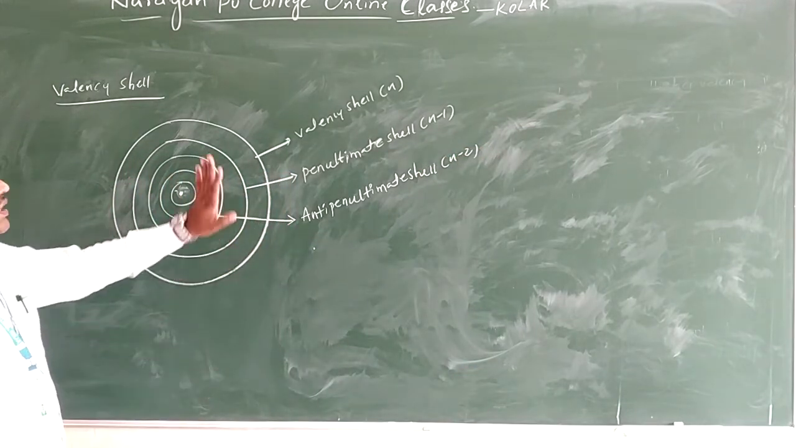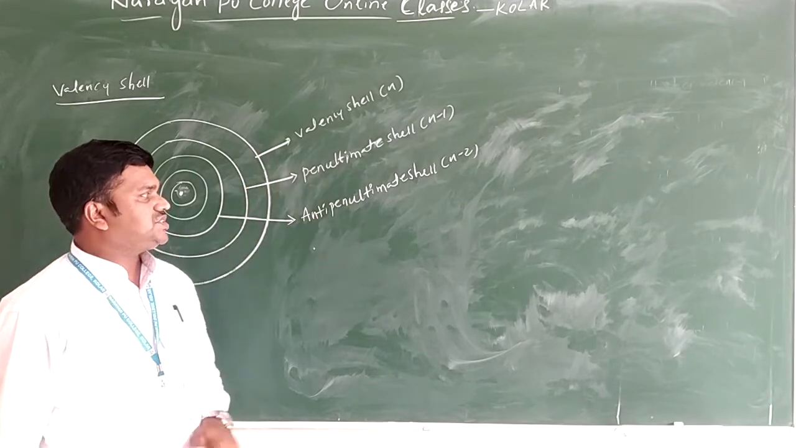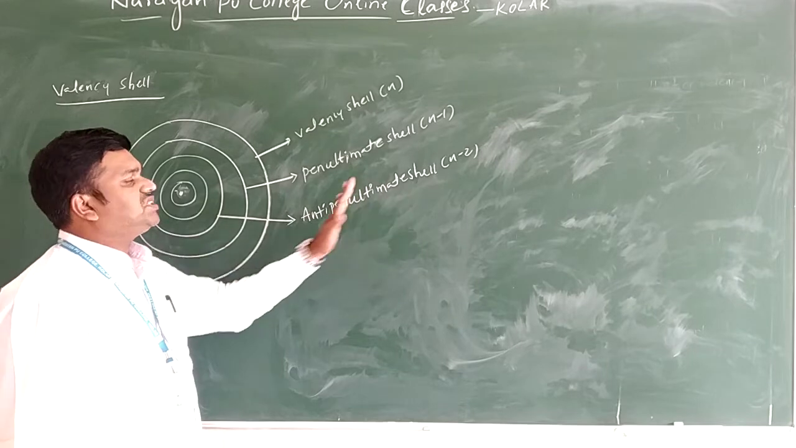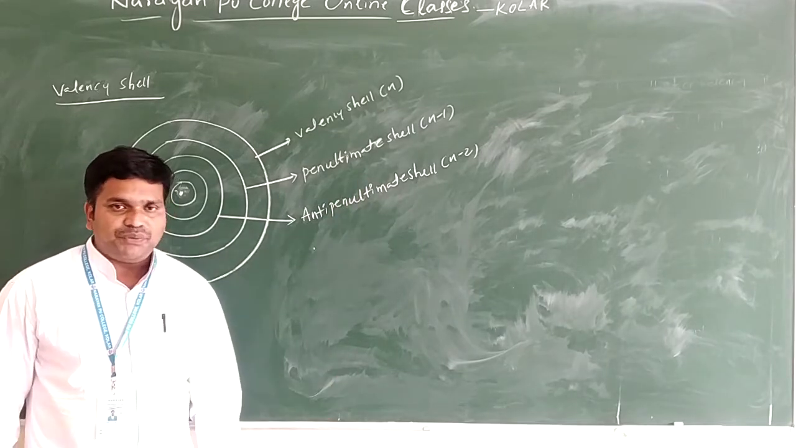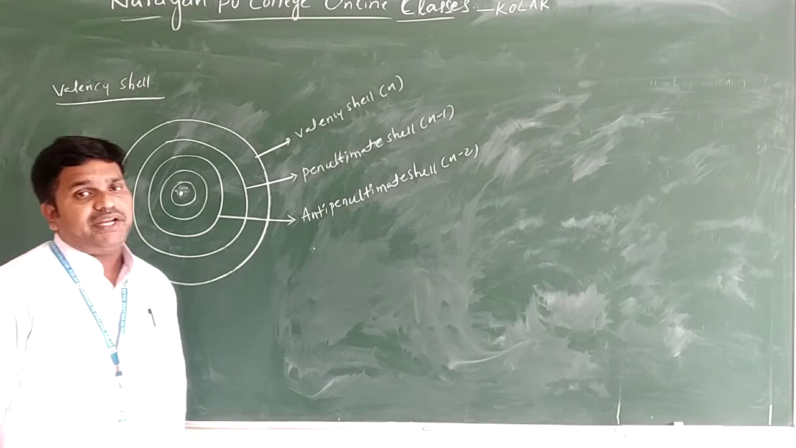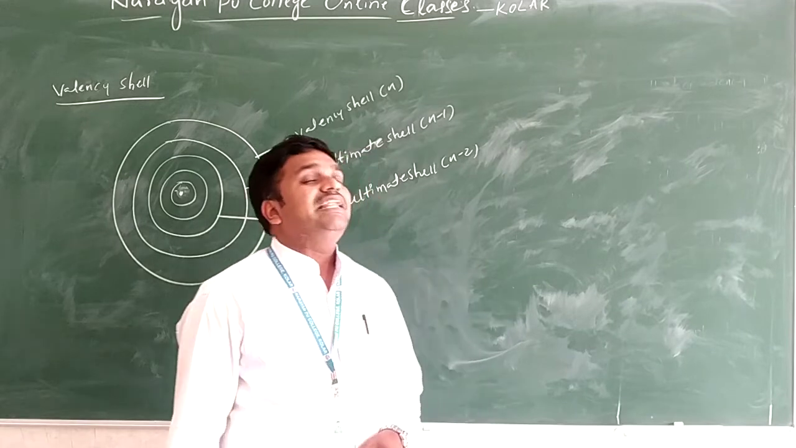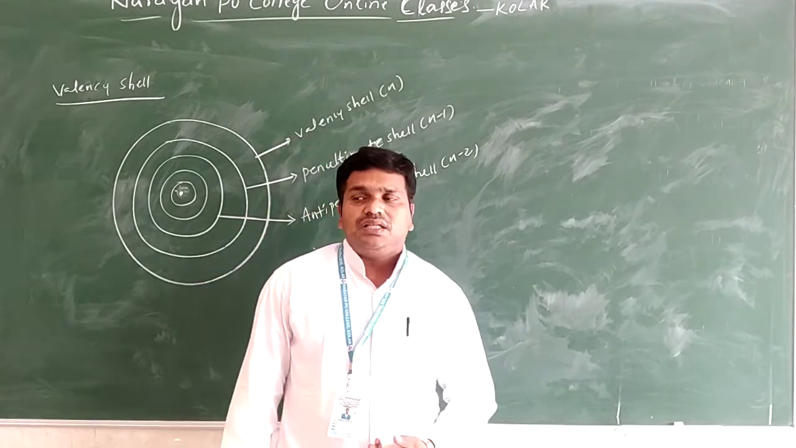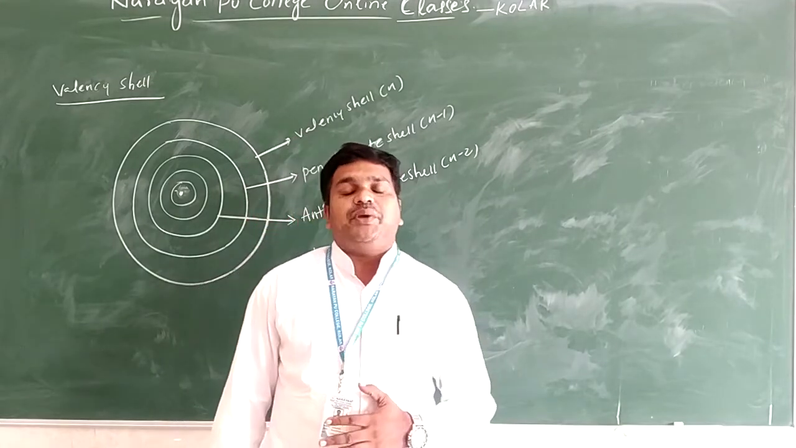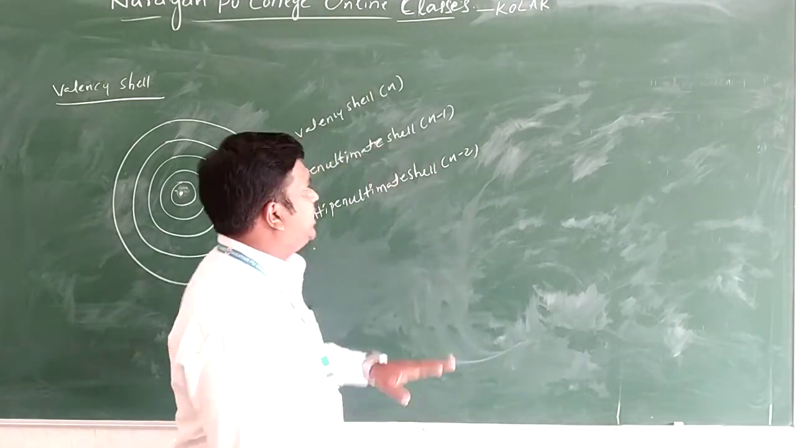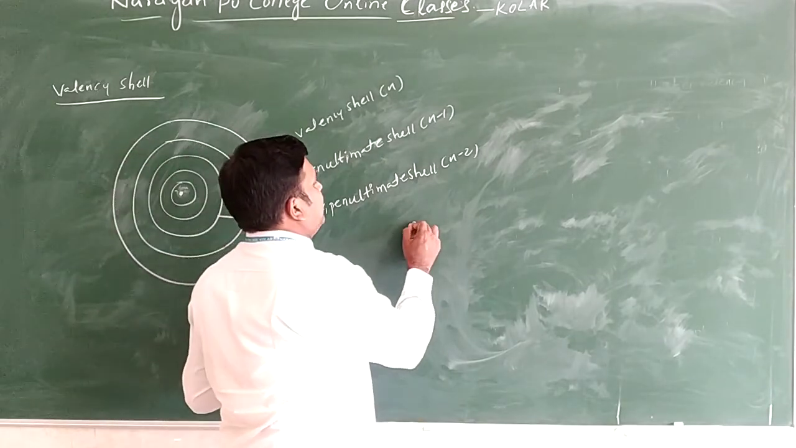See here, last shell means valency shell. Before the valency shell is the penultimate shell, and before the penultimate shell is what shell we have? Anti-penultimate shell only. So what is the use of this concept? We have to identify the valency electrons in a given element only. If the element is given, they are asking how many valence electrons can be present in this element, we can easily identify by knowing these definitions only. Let us see one example we have.